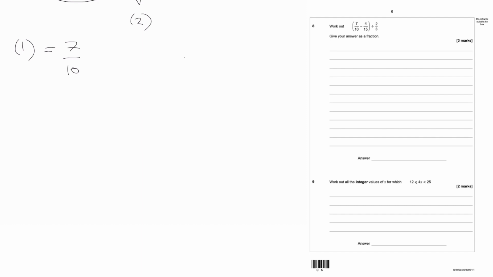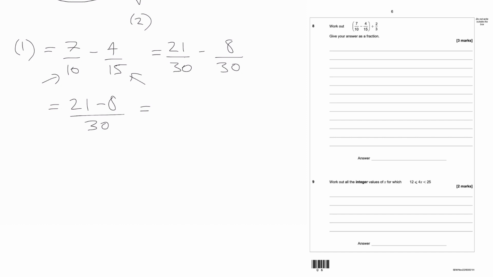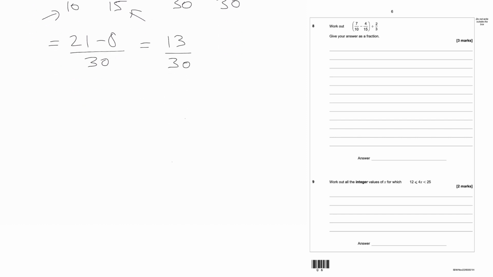So for part 1, 7 over 10 minus 4 over 15. We need to find a common denominator here. So I'm going to try and get a denominator of 30, as this is divisible by both 10 and 15. So if we want to get 7 over 10 in the form something over 30, we have to multiply top and bottom by 3, which gives us 21 over 30. And for the 4 over 15, we have to multiply top and bottom by 2, which gives us 8 over 30. So we're left with 21 over 30 minus 8 over 30. We can now combine the numerators as we have the same denominator. So this is 21 minus 8 over 30, which is 13 over 30.